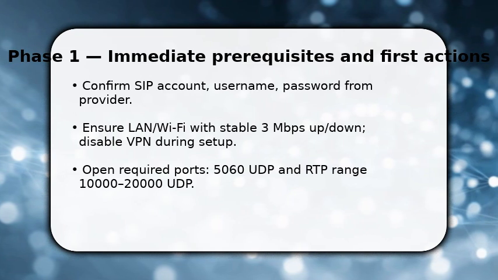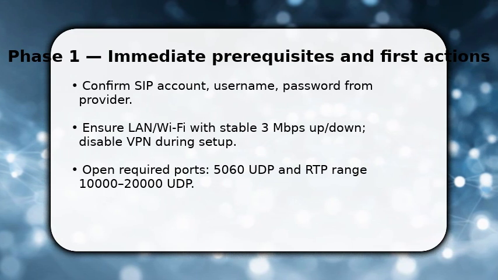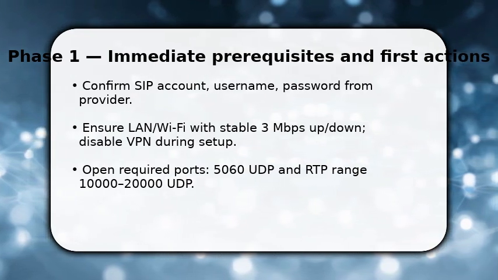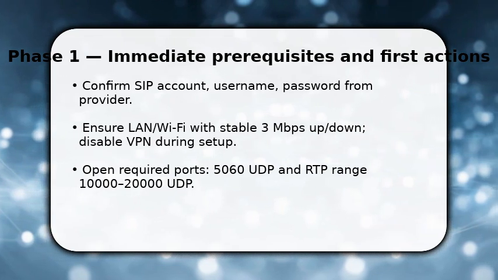Open 5060 UDP and an RTP range of 10,000 to 20,000 UDP. This prevents one-way audio and dropped calls. Do not skip NAT/port mapping checks.